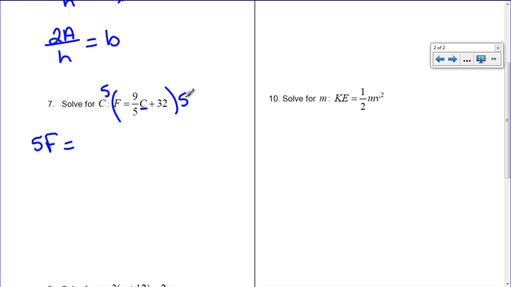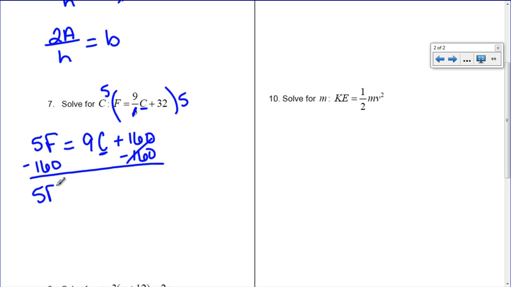And then over here, this 5 will cancel out this 5, so I have a 9C left. But I also have to do 32 times 5 because I have to multiply all parts of that side by 5. So that becomes 160. Now I still want C by itself, so I've got to get rid of this plus 160. So I'm going to subtract 160 from here and from here. So I have 5F minus 160 is equal to 9C.